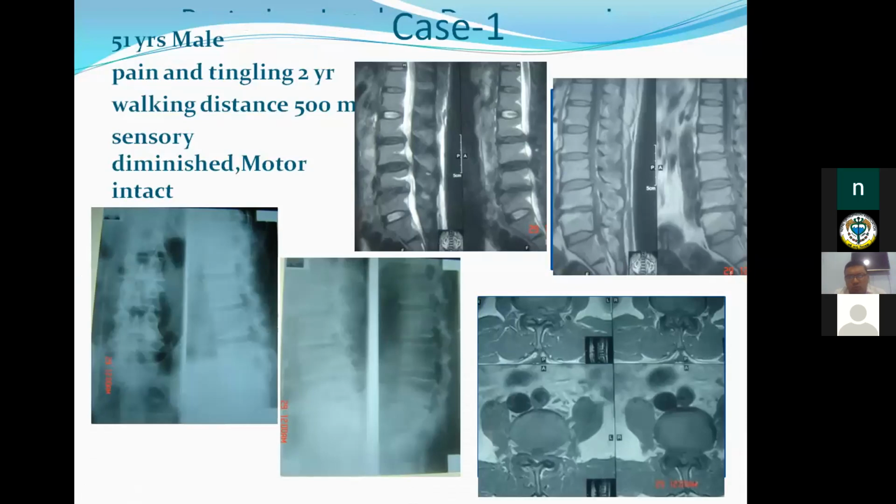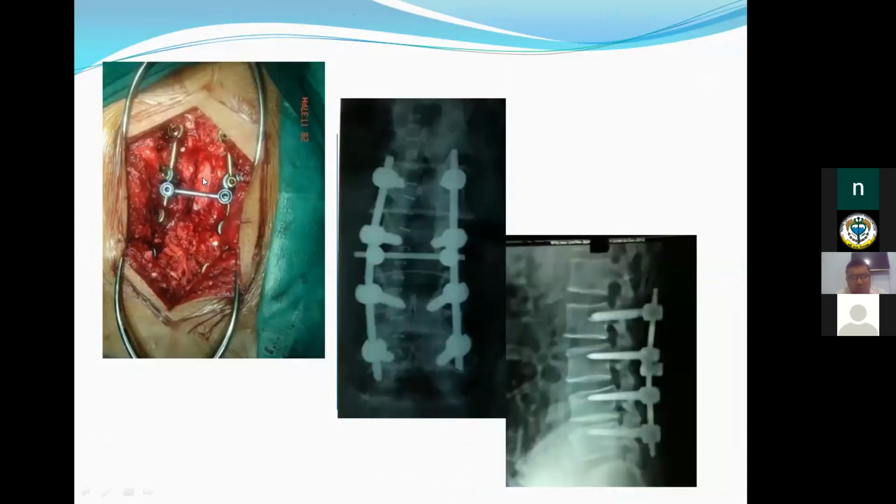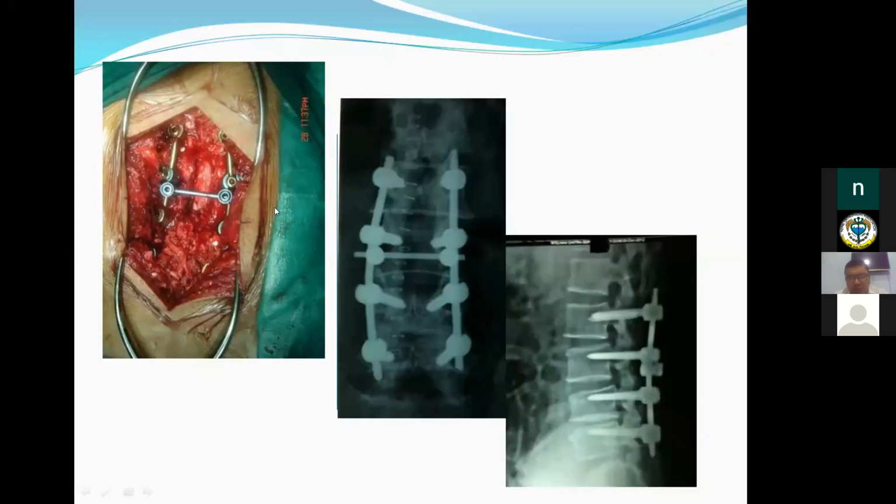So this is a 51-year-old male patient with lumbar stenosis at L2-3, L3-4, and L4-5, and there is a slight loss of lumbar lordosis, but the dynamic film shows there is no instability. So in this case, we did the traditional laminectomy. Since we did a multilevel decompression and partial facetectomy, with partial damage of multiple facets, we did an instrumentation and lateral fusion.